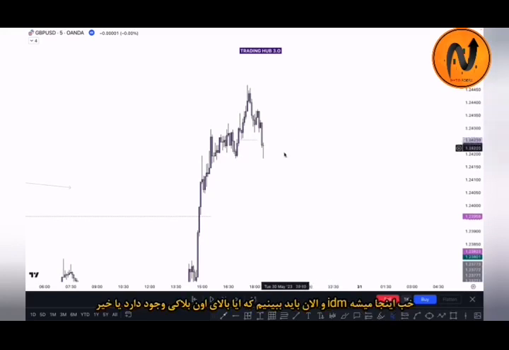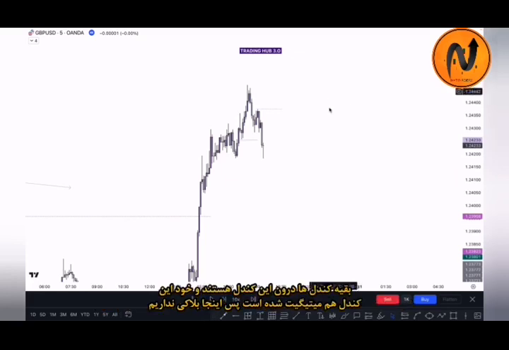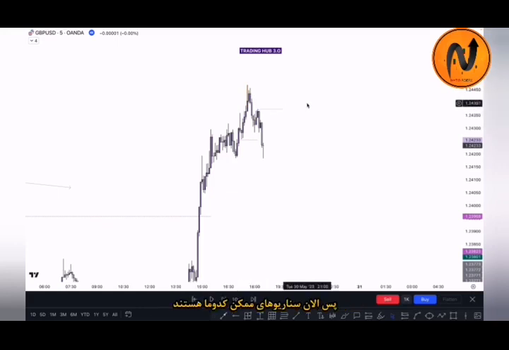Okay, so in this case, look at this picture. This one is our inducement, but just above it you have to identify whether there is any unmitigated order block or not. So this candle is our highest candle here, right? It means there is no unmitigated order block, everything is mitigated by this move. So simply in this case, what is possible?